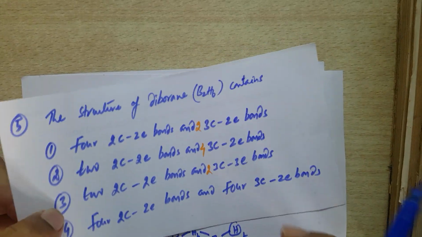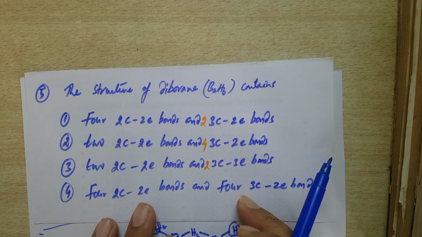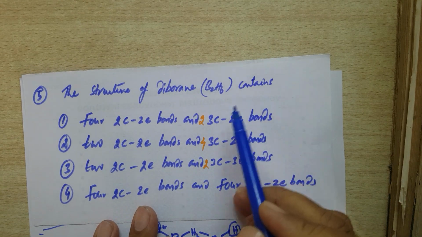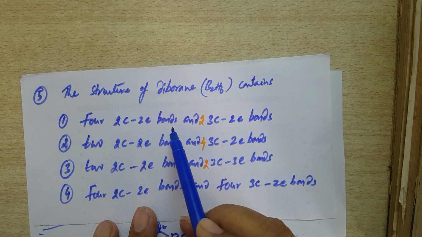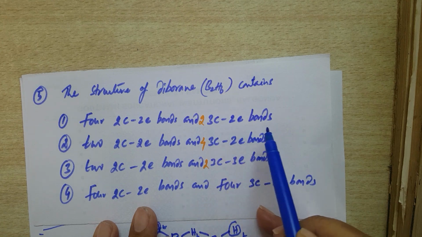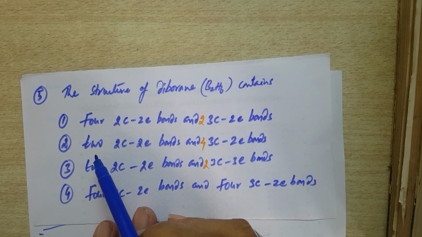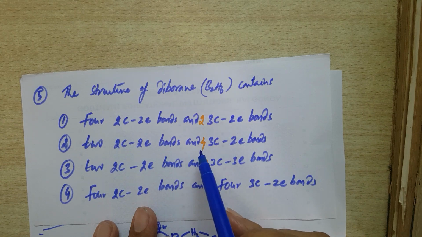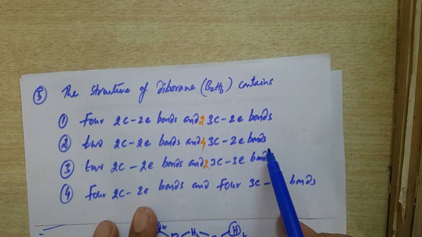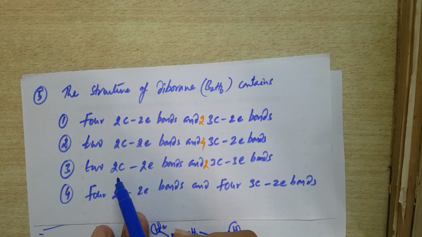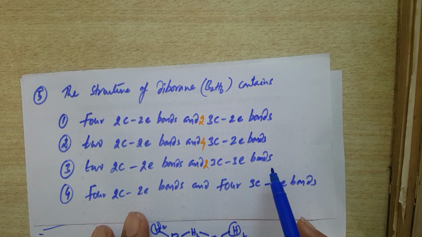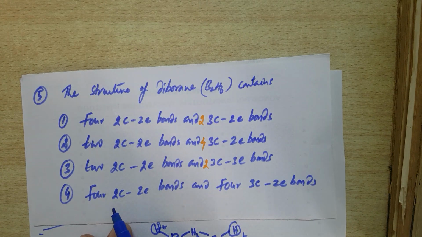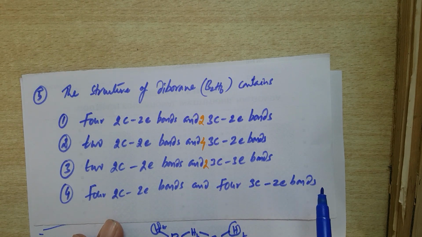And today the fifth bit: the structure of diborane B2H6 contains. First option, 4 2-centered 2-electron bonds and 2 3-centered 2-electron bonds. Second option, 2 2-centered 2-electron bonds and 4 3-centered 2-electron bonds. Third option, 2 2-centered 2-electron bonds and 2 3-centered 3-electron bonds. And fourth option, 4 2-centered 2-electron bonds and 4 3-centered 2-electron bonds.